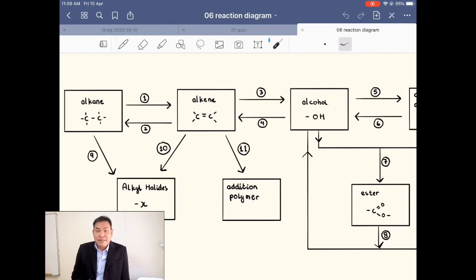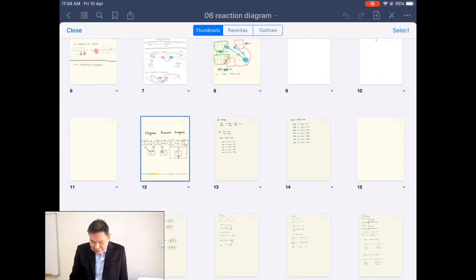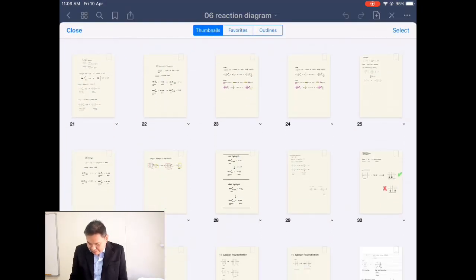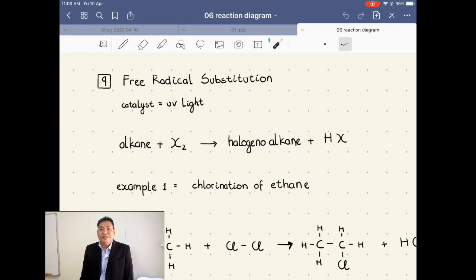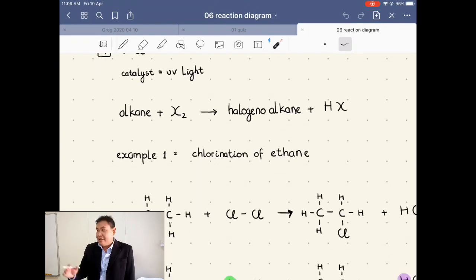So that's reaction number 9. I give a simple explanation for that. Yeah? Okay, the name of the reaction is substitution. In JC, you're going to call it free radical substitution. The catalyst is UV light. Even the normal light contains UV light, yeah? But if you put UV, then it will be faster.